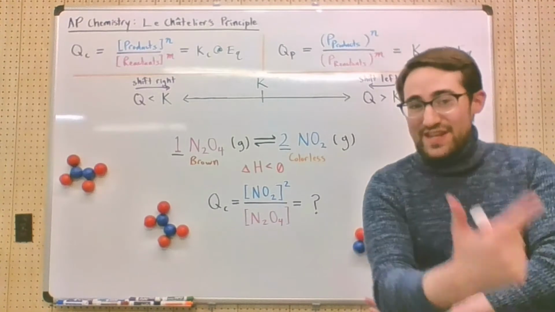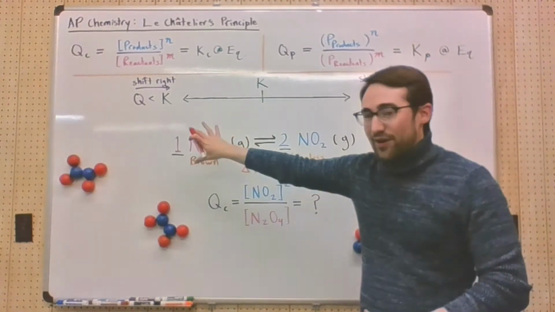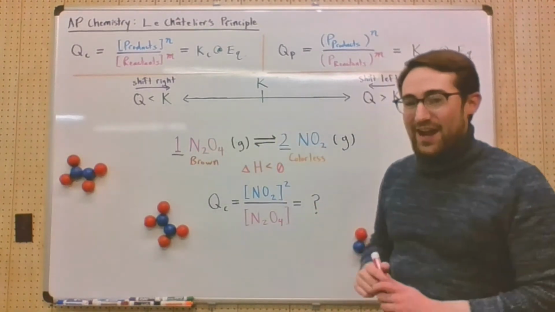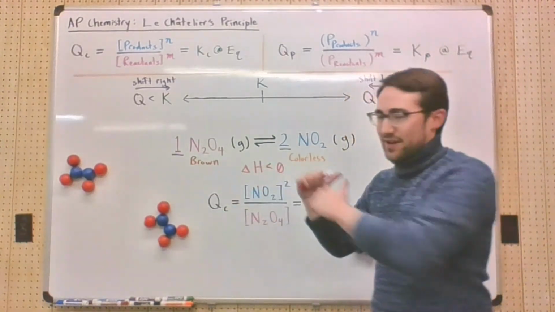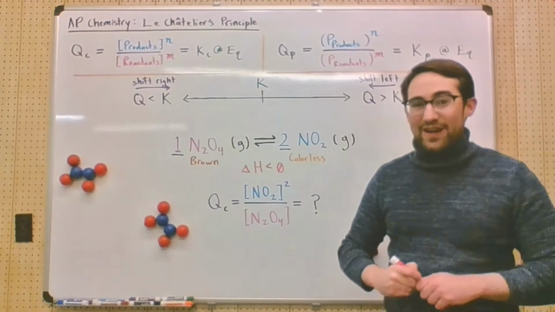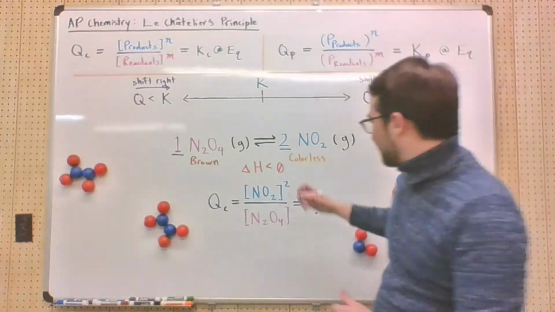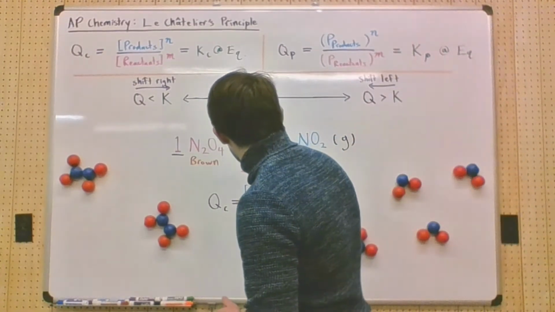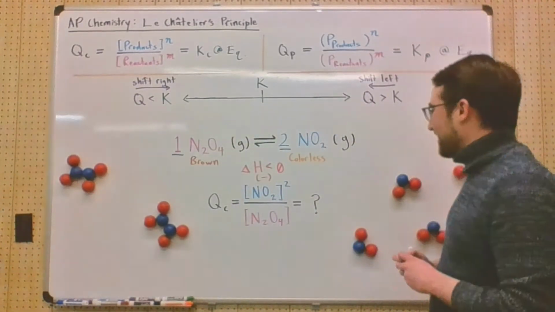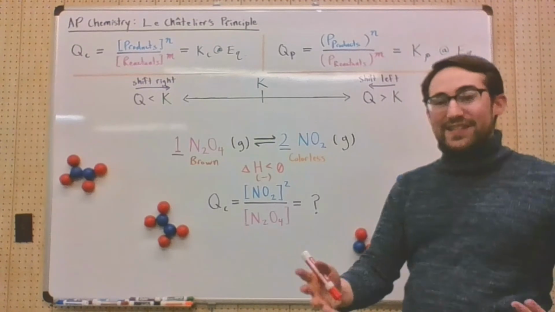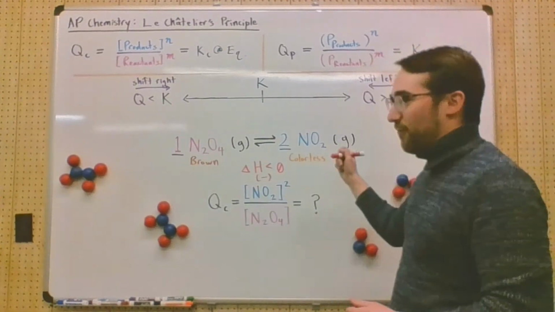Okay? So in this case, our reversible reaction has a delta H value written in this direction that is less than 0. In other words, it is negative. In other words, it is exothermic, okay? So heat is released as this reaction moves forward.